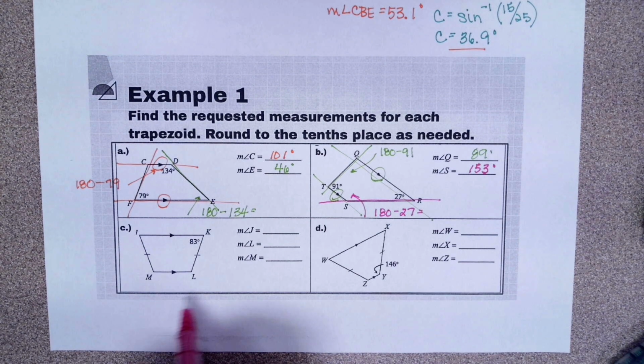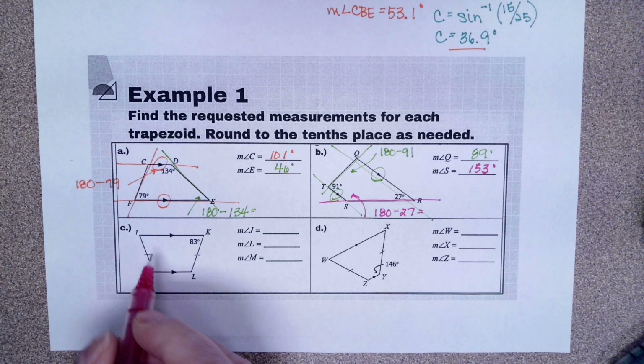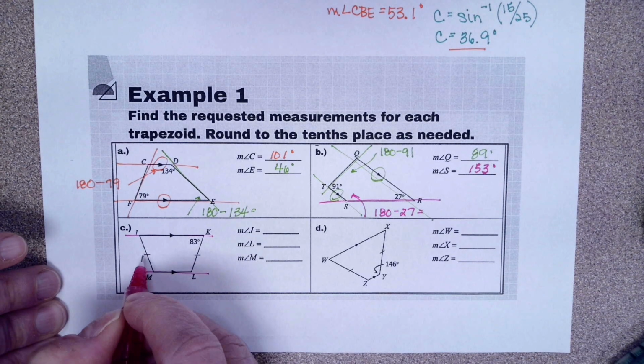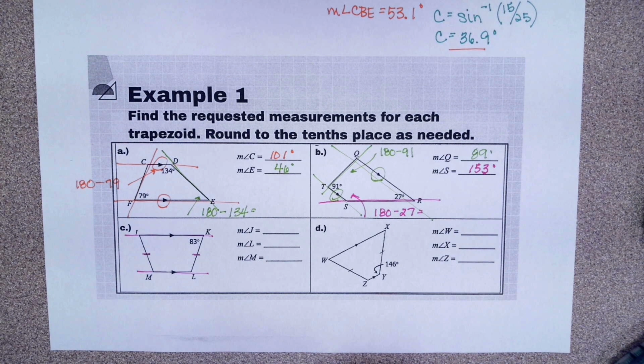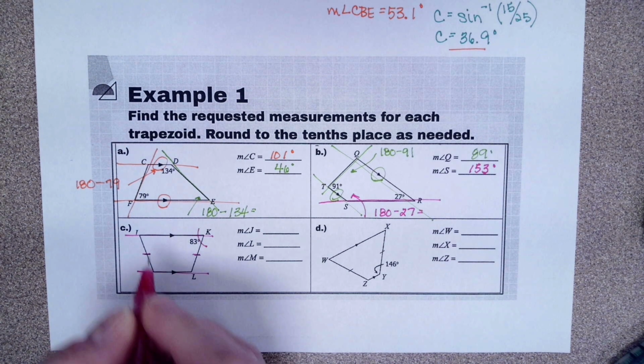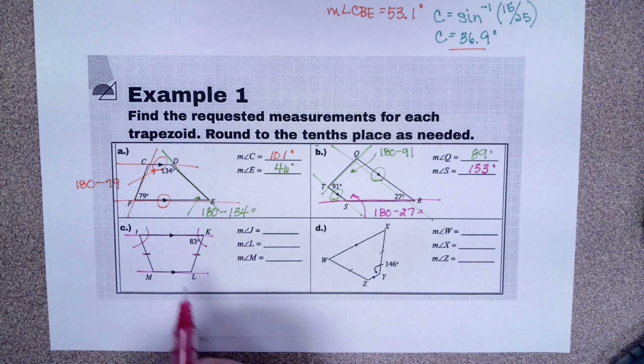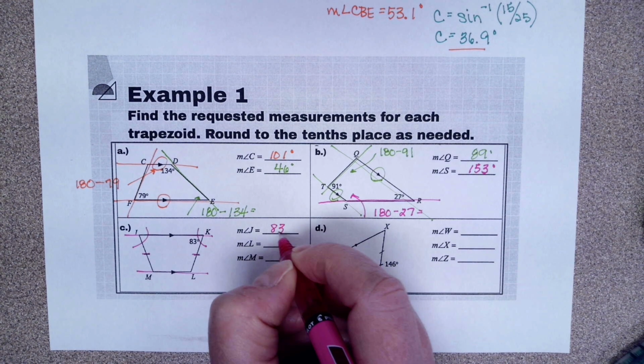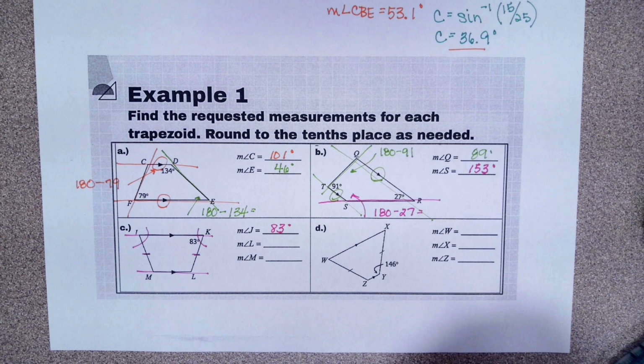All right, as we look down here at C and D, on C, not only do I have parallel sides, but notice they've also marked that the legs are congruent. Well, when it's isosceles, my work gets a little bit lighter because my base angles have to be the same. So K and J should be the same. This one has to be 83 degrees because they have to be the same.